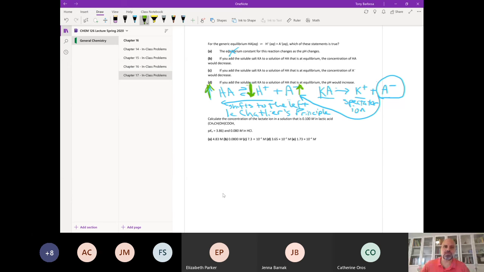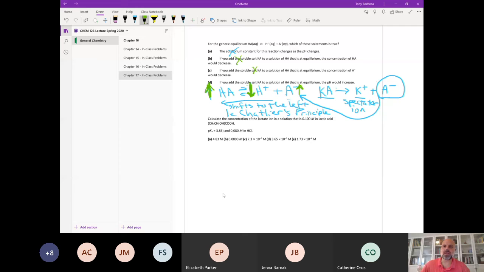So if we go through B, if you add the soluble salt Ka to a solution of HA at equilibrium, the concentration of HA is going to decrease. Well, because we shift the equilibrium to the left, that's going to be incorrect. Then C says the concentration of A minus would decrease. Well, no, because we just added a bunch of A minus, so C is not correct either. And it's going to be D then.